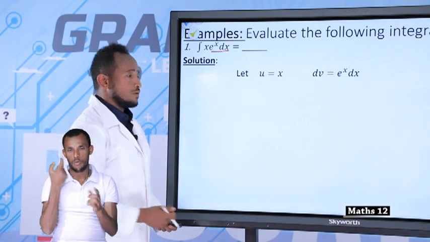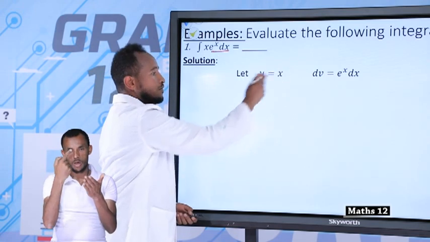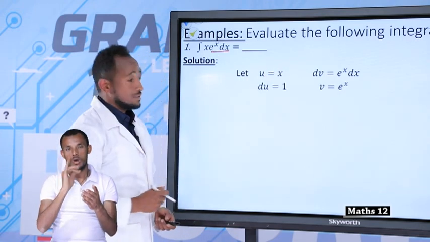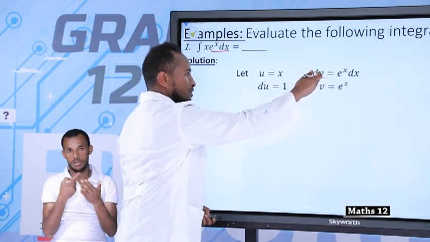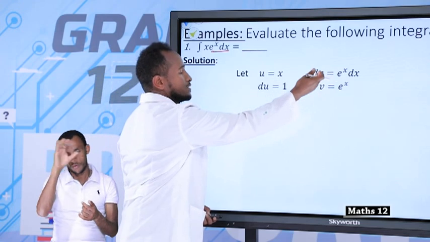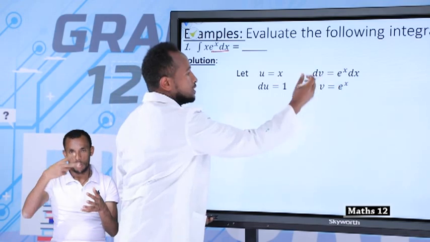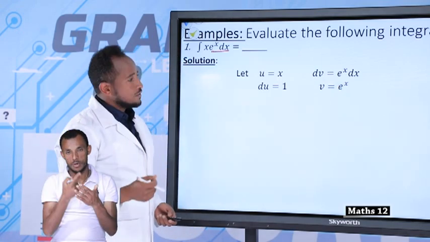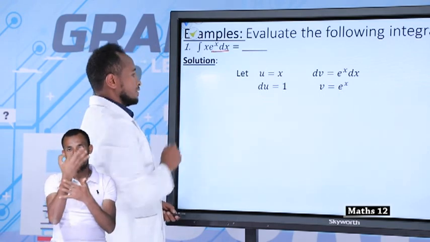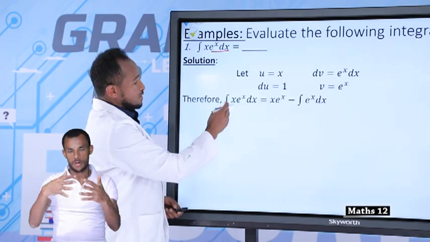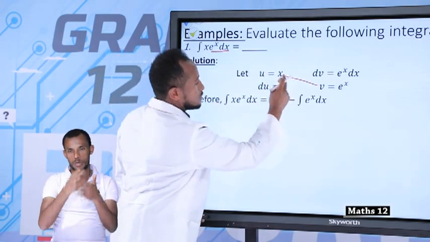From this you can find du, which is the derivative of x, and that is 1. And from dv, you can find v, that's the integral of e raised to x dx, which is e raised to x itself. So we have found these. After this, simply plug these values into the formula. The integration of this function, a product of these two, you can apply this formula.